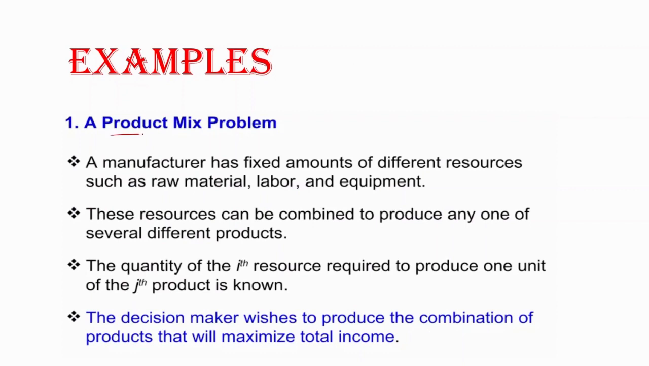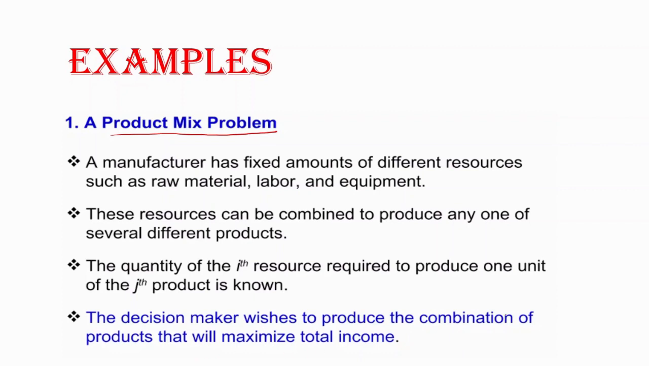A product mix problem. So a manufacturer has fixed amounts of different resources such as raw material, labor, and equipment. These resources can be combined to produce any one of the several different products. The quantity of the ith resource required to produce one unit of the jth product is known. The decision maker wishes to produce the combination of the products that will maximize the total income.